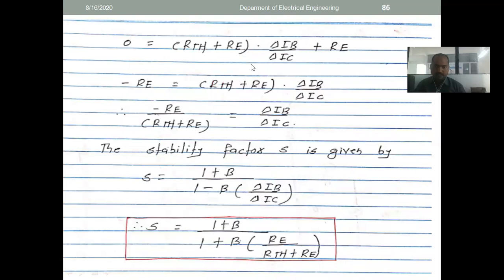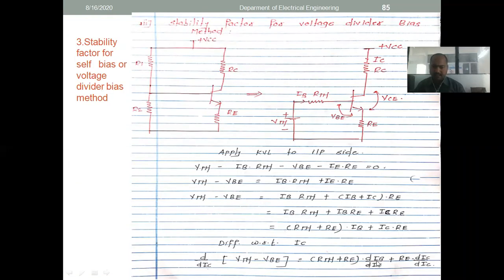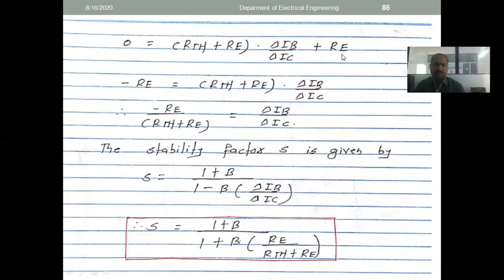Now RTH plus RE dIB by dIC stays as it is, and dIC by dIC is 1, so only RE is remaining. This RE going to the other side is considered as minus RE. So RTH plus RE delta IB by delta IC equals minus RE. This is the equation, right? We require the value of delta IB by delta IC only, so we take delta IB by delta IC on one side, and the multiplied term goes to the other side as a divisor. So delta IB by delta IC equals minus RE divided by RTH plus RE.